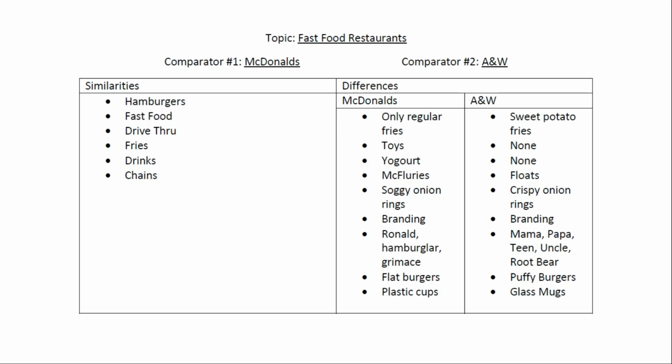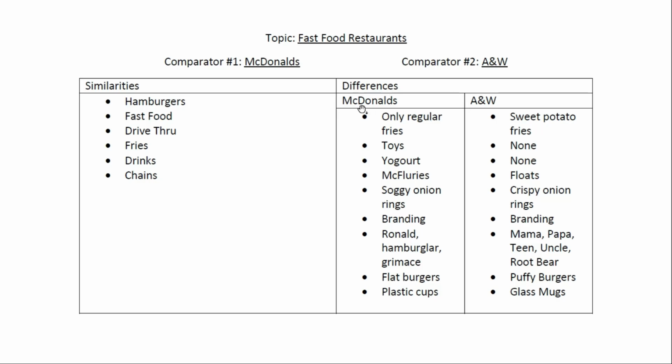And as you can see, we split the table up into similarities and differences. And we started with similarities. So we said, of course, they both have hamburgers, they both have fast food, they both have a drive-through, which means that you can stay in your car, pick up the food, and keep going, which of course is very important nowadays. They both have french fries or chips, they both have soft drinks, and they're both chain restaurants, which means that there are multiple locations of them. So you can go to different cities in the world, or at least in Canada, and you can see a McDonald's or an A&W.